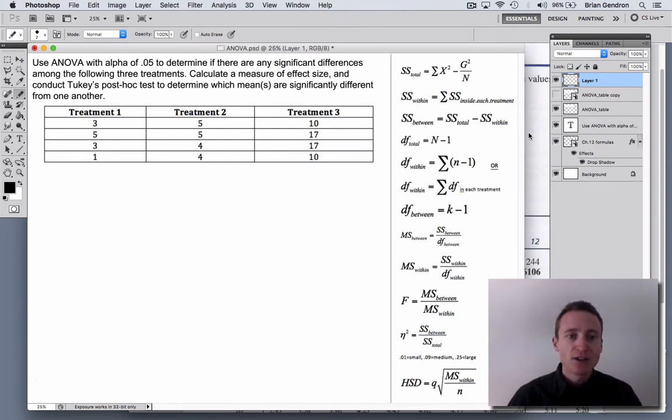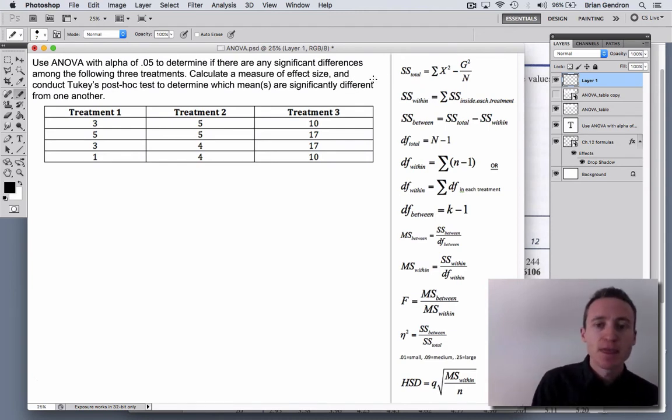Each group has 4 participants, and they each receive some different treatment. The first group receives treatment 1, the second group receives treatment 2, the third receives treatment 3. The question we're trying to ask here is: is there a statistically significant difference in the means between these 3 treatments? And if there is, which groups are different than which? And also, how big is the difference? We're going to measure effect size.